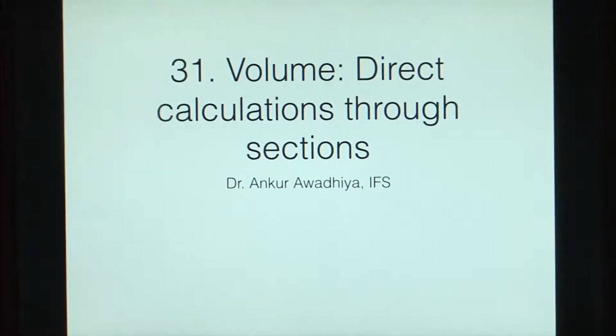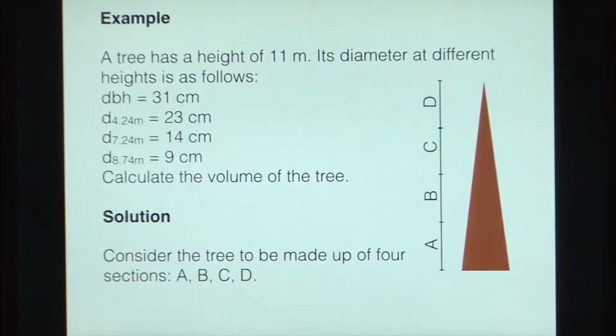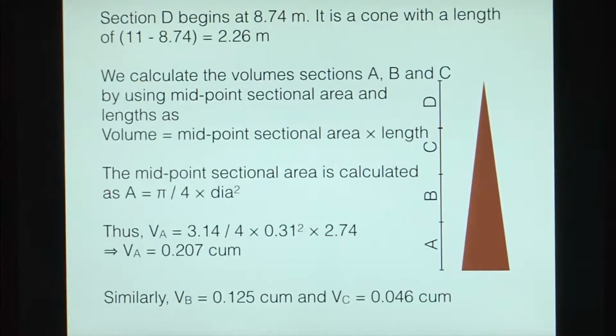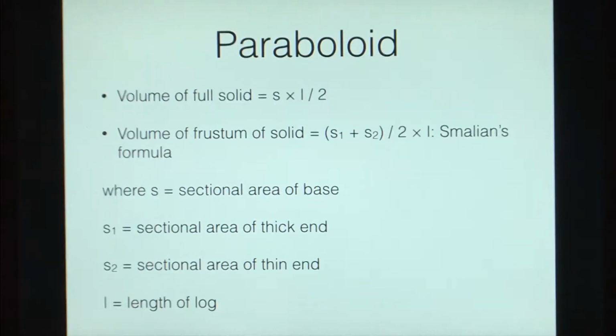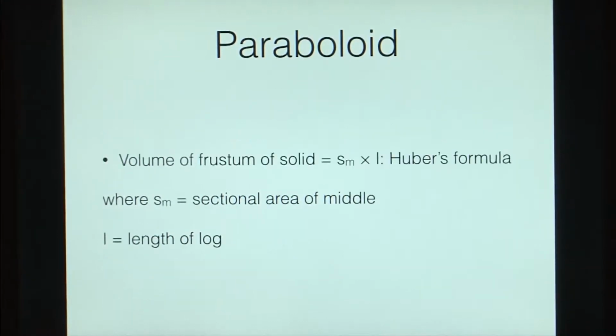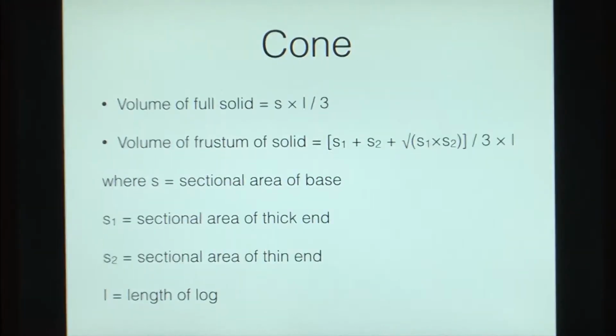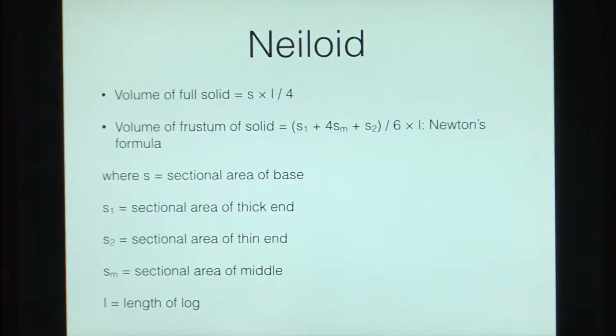In the next section we looked at volume calculations. Volume calculations can be done through sections, like in this example in which we have cut a tree into standard sizes and then take the measurements. Then we looked at the volumes of different forms. In the case of a cylinder we use pi r square into h, which can also be written as S into L. Then we looked at Smalian's formula, Huber's formula and Newton's formula for different solids and their frustums.